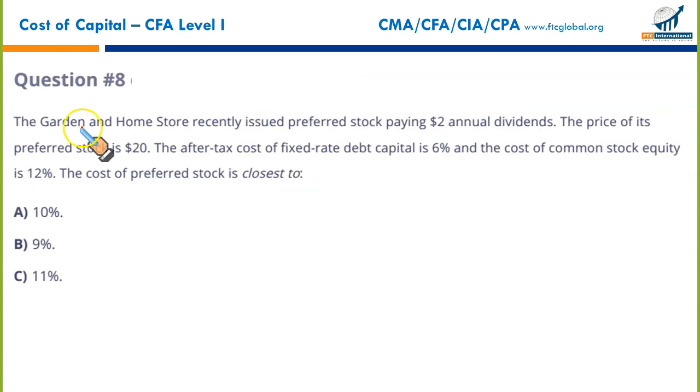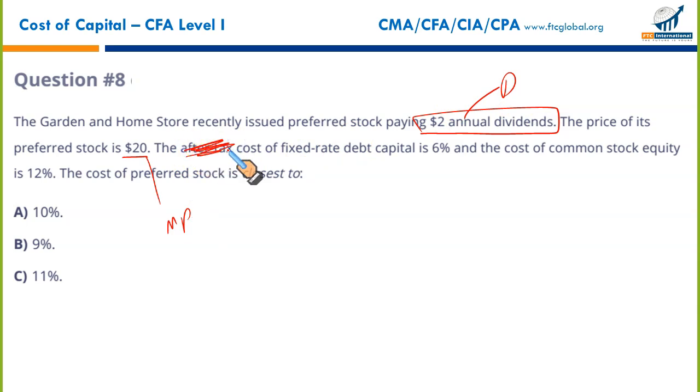Next, the Garden and Home store recently issued preferred stock paying $2 annual dividends. The price of its preferred stock is 20. This is the market price of the preferred stock. This is the dividend you pay. Preferred stock is not affected by tax, because dividend is not tax deductible. Dividend on preferred stock or on common stock is not tax deductible. That's why there is no tax adjustment for cost of preferred stock or cost of common equity.